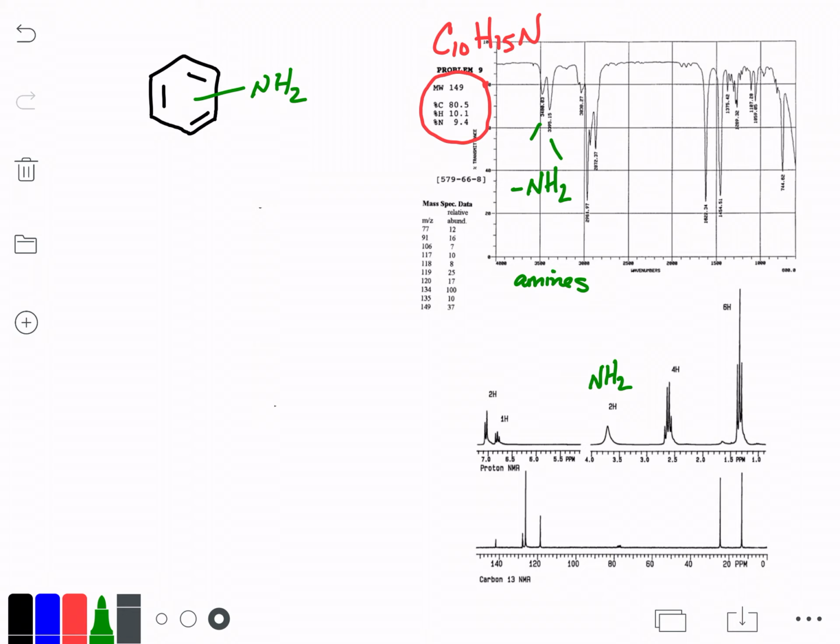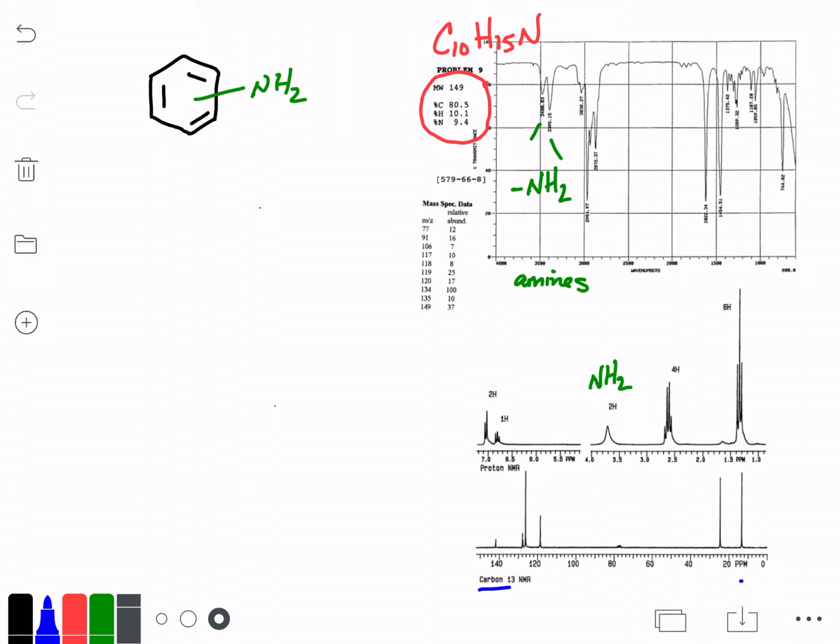If we look down below at the proton NMR, I see that NH2 group showing up as a 2 hydrogen peak around the 3 to 5 kind of region where alcohols and amines show up. Now what I also see here is a couple other things missing. So now I know I have the NH2 group. I know that I've got 6 carbons already taken care of with my C6 ring. I need to figure out where the other 4 are.